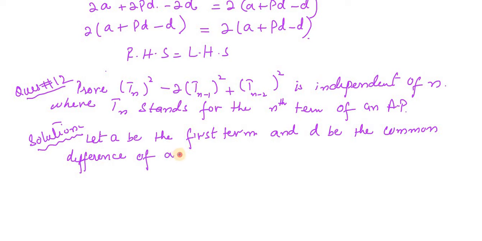Of an arithmetic progression, we know that the nth term is A plus (n minus 1) of D. So this is the nth term, and the nth term is A plus nD minus D. We say this is equation number 1.